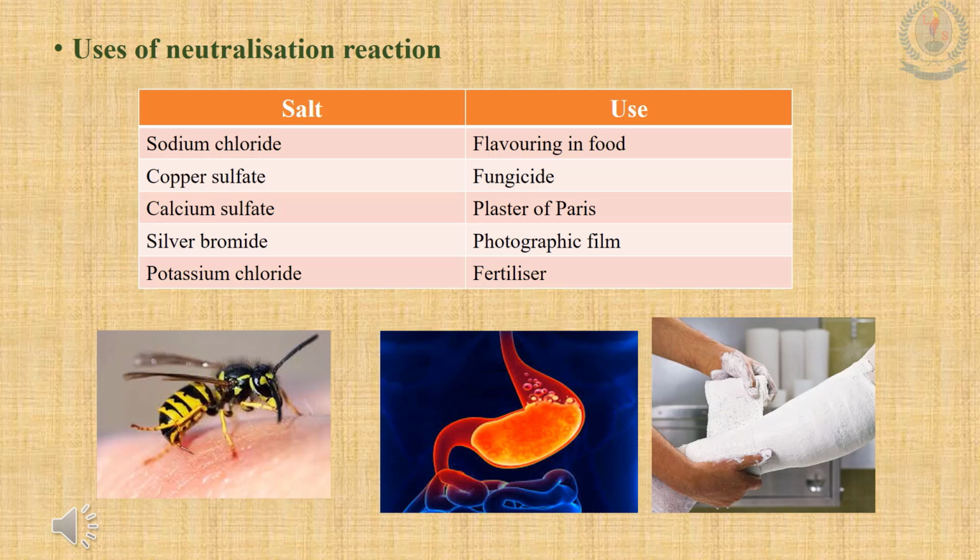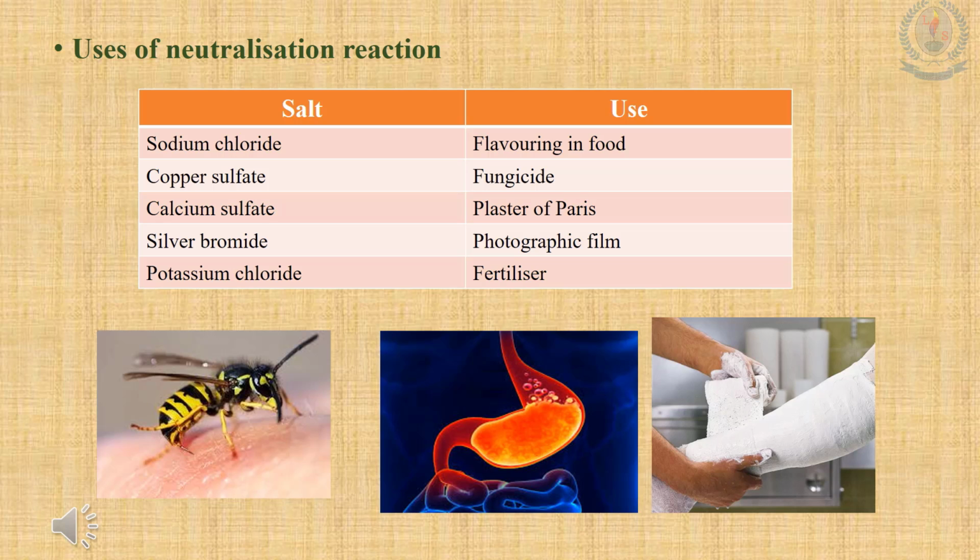What is the first thing that comes to your mind when we talk about salt? Yes, the salt which we use as a cooking ingredient to flavor our food. But not only that salt, there are so many salts and they have so many uses. The table below gives some examples of salts and their uses. As we talked about earlier, sodium chloride is used in flavoring our food.